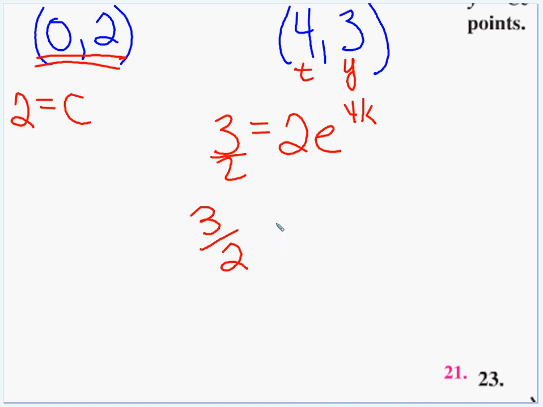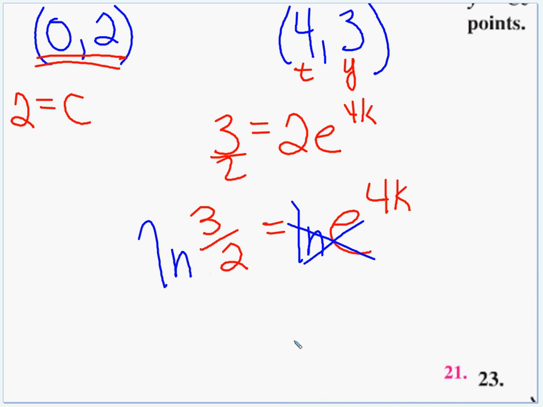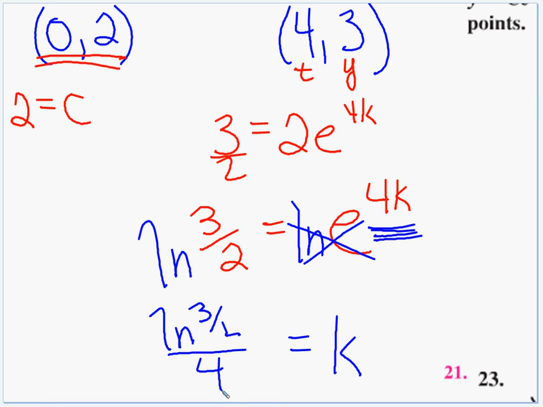3 halves equals e to the 4k. Take the natural log of both sides. So here you'll get that to cancel, and you'll just have over here on the right side 4k. So we're going to divide by 4. k equals the natural log of 3 halves divided by 4.